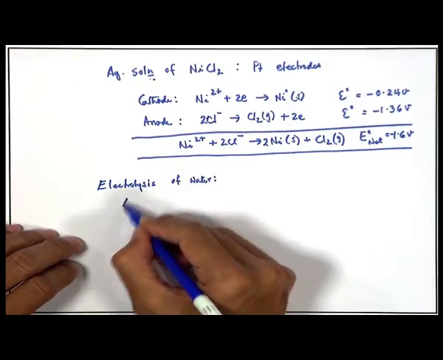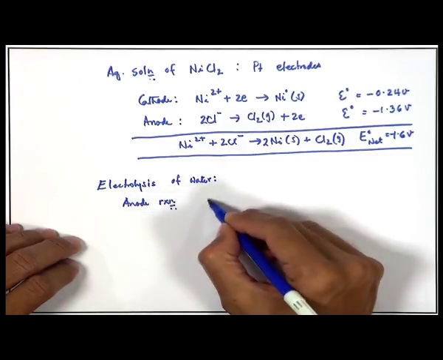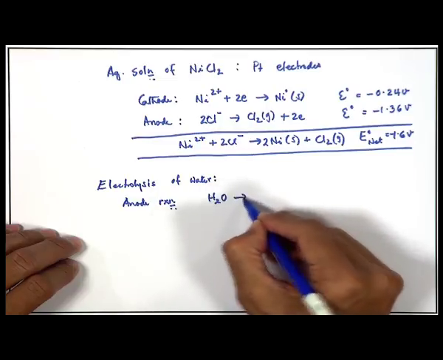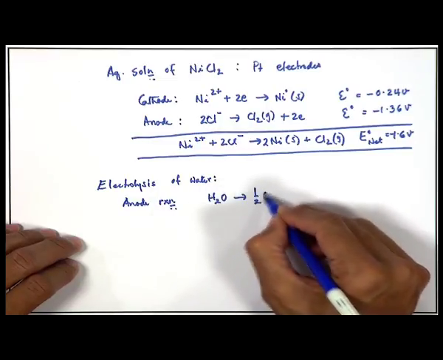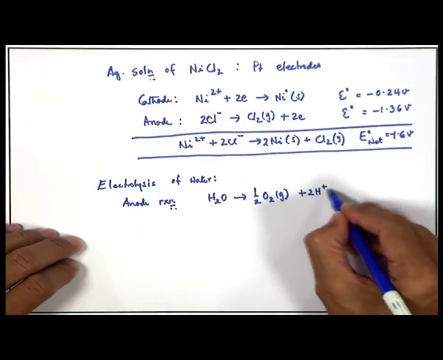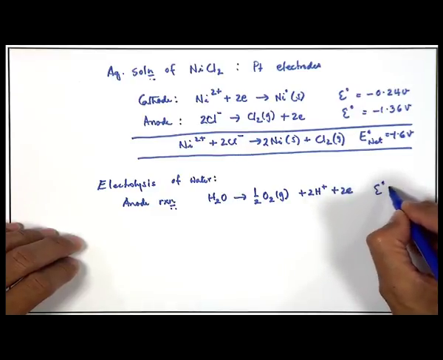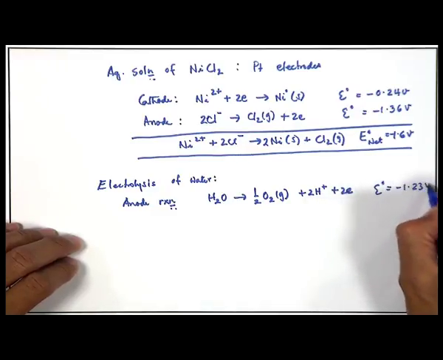Okay. So, anode reaction: H2O gets you half O2 gas plus twice H plus plus twice electron, where E naught is equal to minus 1.23 volt.